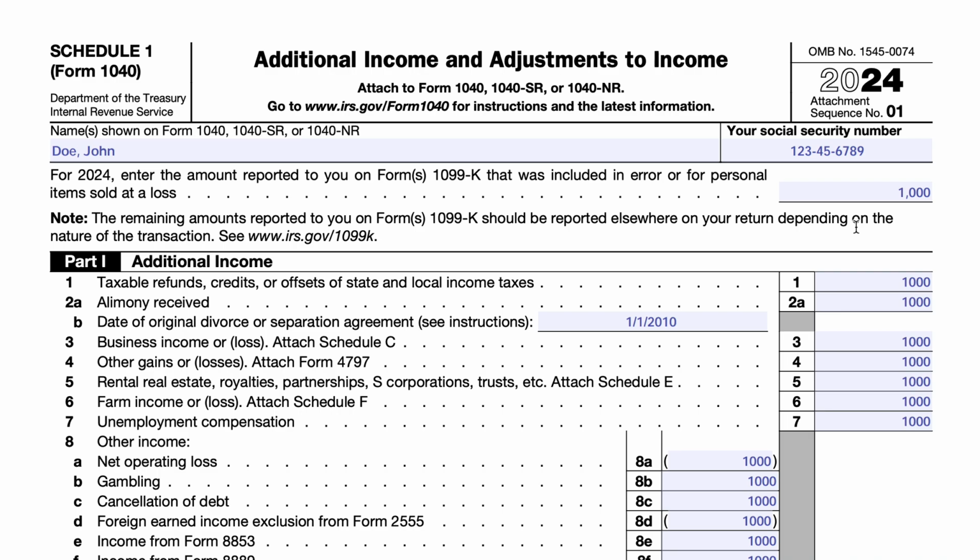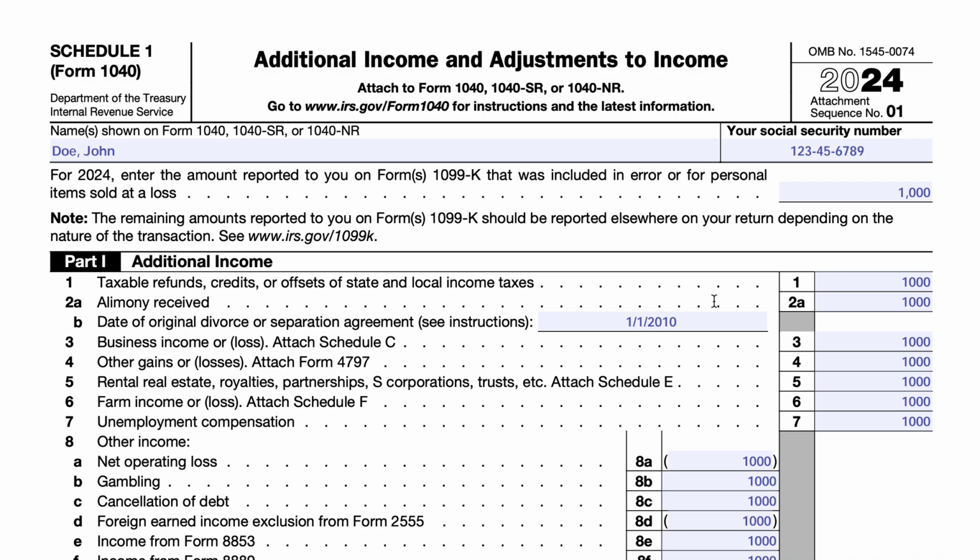So in this case, we put $1,000 for John Doe. That's not going to factor into our calculation, but it does let the IRS know that John Doe's 1099-K really isn't a taxable event. So now we're going to go step by step through Part 1. For simplicity's sake, I've marked all of these dollar values at $1,000 each. The emphasis of this video is not necessarily to do the math here. It's to walk you through where you can get the forms from or what you should be expecting in terms of additional documentation.